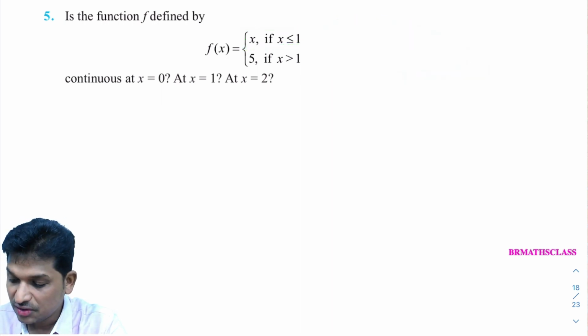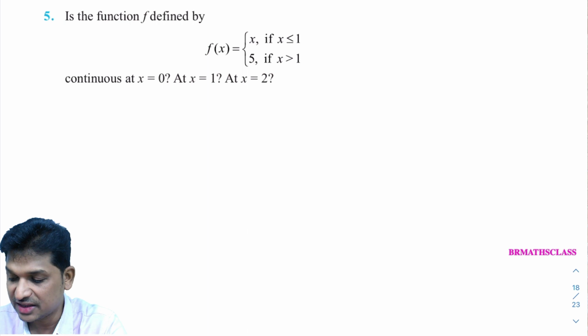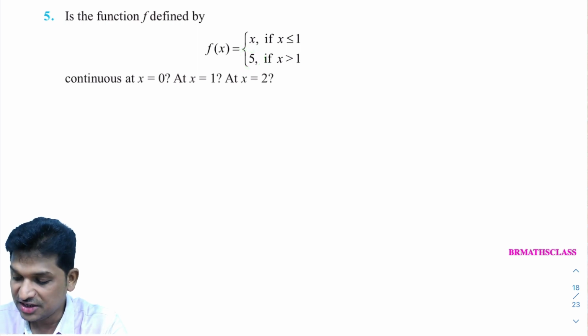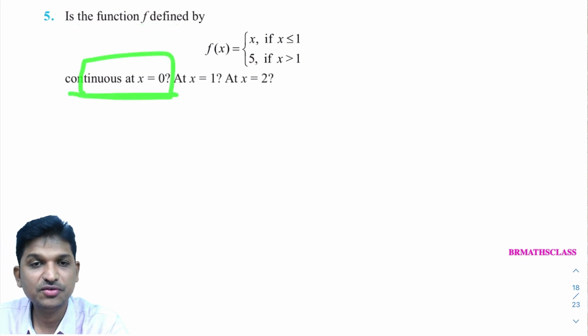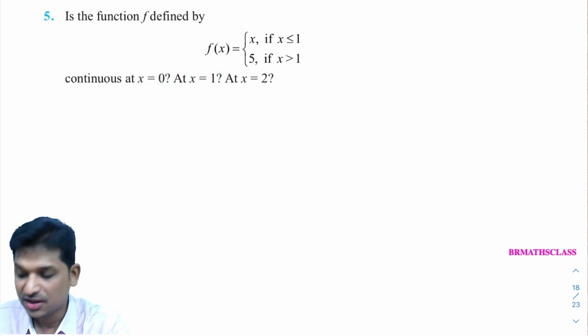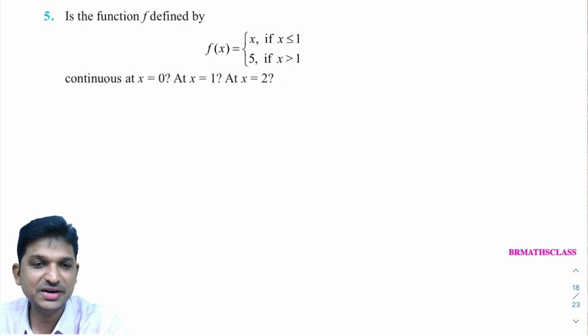Okay. So first we understand the given question. Here two functions are given. When x value is less than 1, we'll take the first function. When x value is greater than 1, then we'll take the second function. Now in this problem, we need to check continuity of this function at x equal to 0. We need to check continuity of this function at x equal to 1. We need to check continuity of this function at x equal to 2. Actually there are 3 bits in this.